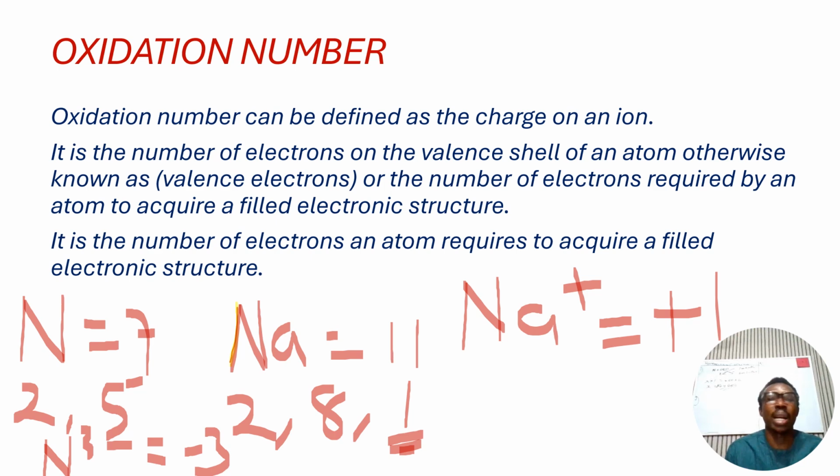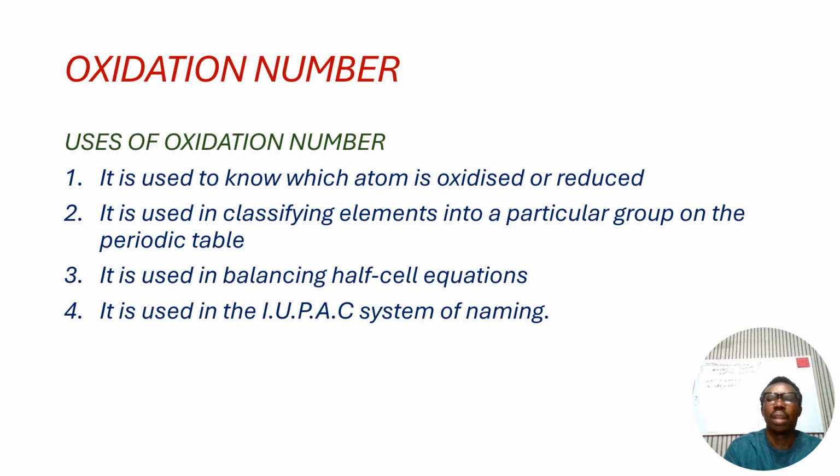So oxidation number can be defined as the charge on an ion, or the number of electrons on the valence shell of an atom, otherwise known as the valence electrons, or the number of electrons an atom has to gain or lose in order to attain its noble gas configuration. So it's as simple as ABC. Now I want to look at the uses of oxidation number.